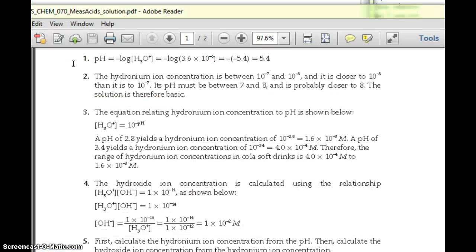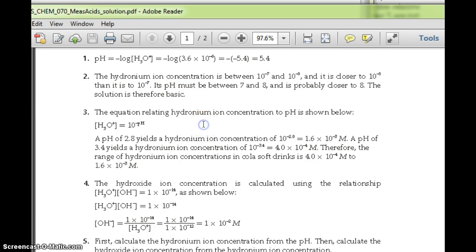So question 1 was 3.6 times 10 to the negative 6 molar. That was the concentration, so we're going to put that in here. We're going to take the negative log of 3.6 times 10 to the negative 6, and our answer is 5.4. Question 2 was talking about how we had 3.61 times 10 to the negative 8. Was it an acid or a base? Well, because it's the power to the negative 8, you should know that the pH is going to be about 8. And if you want it to be more exact, it's probably closer to 8. Either way, it's more than 7, so it's going to be basic.